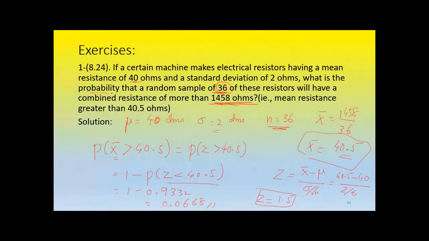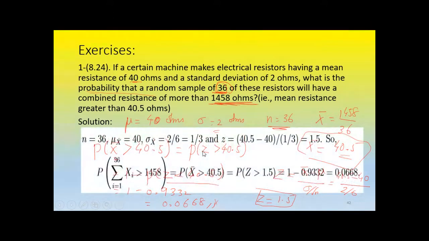When they ask in probability, we stop here. If they ask in percentage, we multiply by 100. If you want the number of resistors as an answer, multiply the probability with the total number of resistors in the population. That's it. The answer is given.